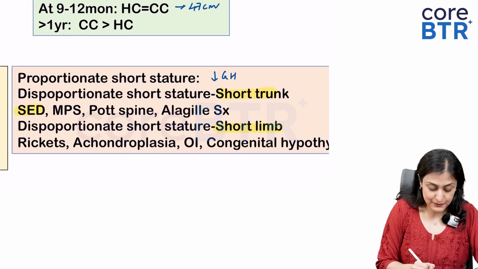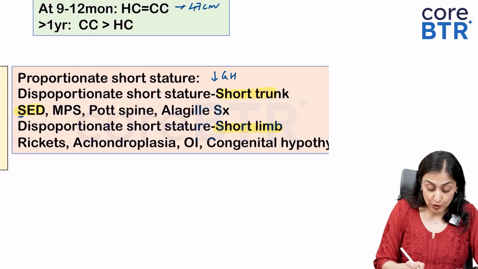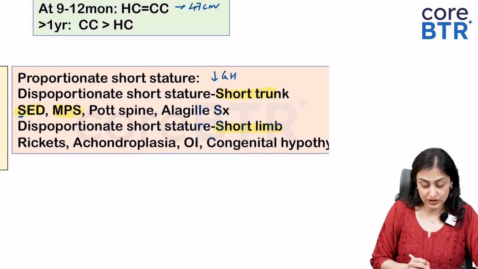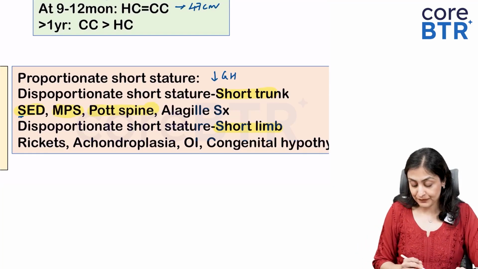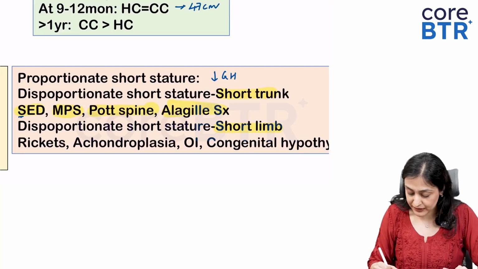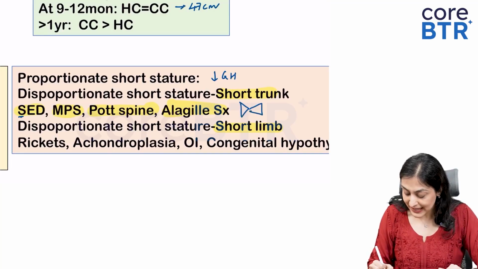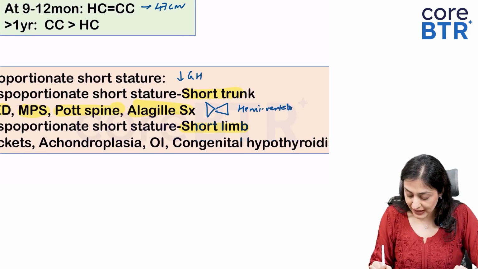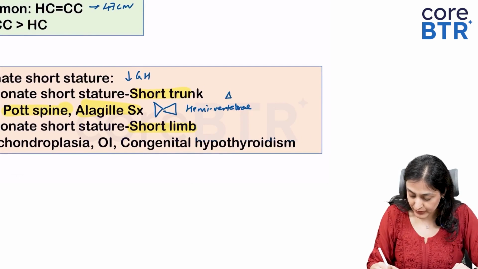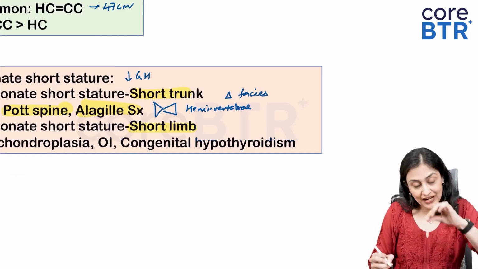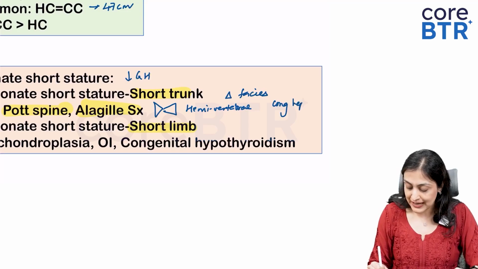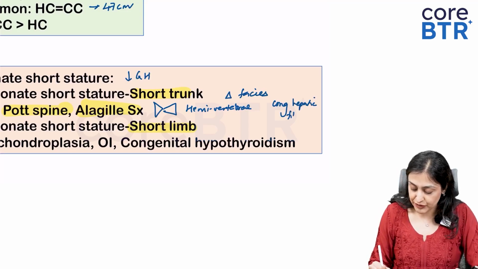Spondyloepiphyseal dysplasia. Spondylo naam hai. Mucopolysaccharidosis we had seen, there is beaking of spine, spondylodegeneration hota hai. Pot spine. Alagil syndrome has butterfly vertebrae, which is nothing but hemivertebrae, right? So this is where in Alagil you have triangular facies, okay? Hemivertebrae, so triangular vertebrae, and most importantly, there is congenital hepatic fibrosis, liver fibrosis.